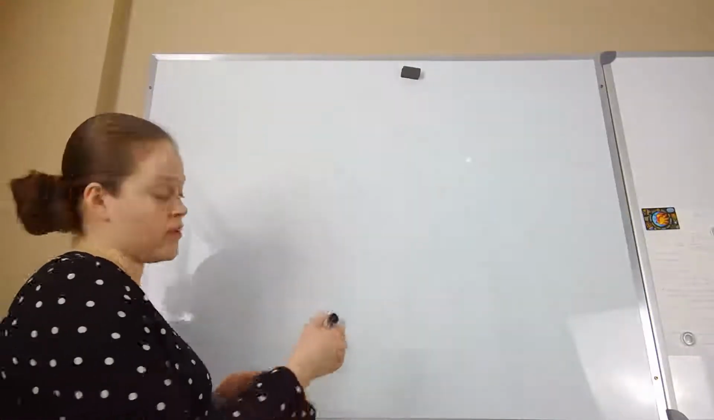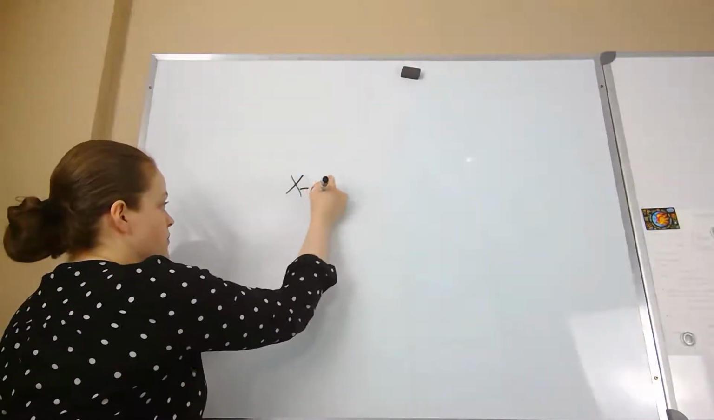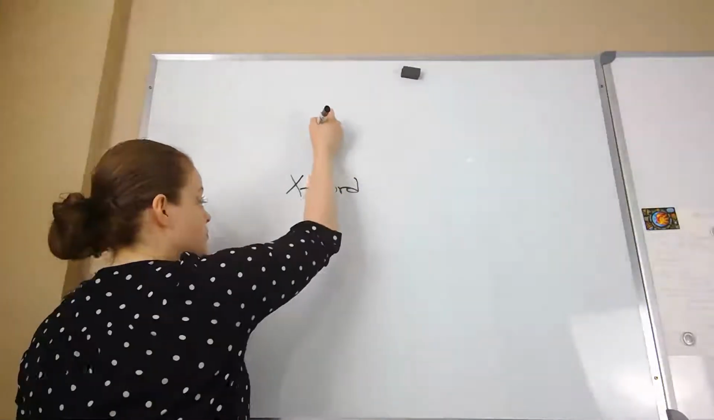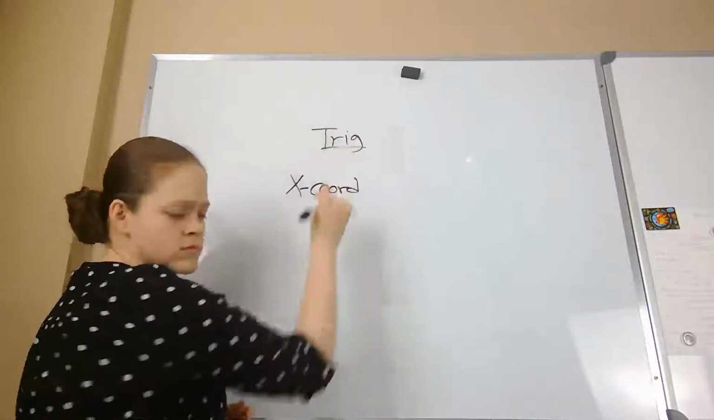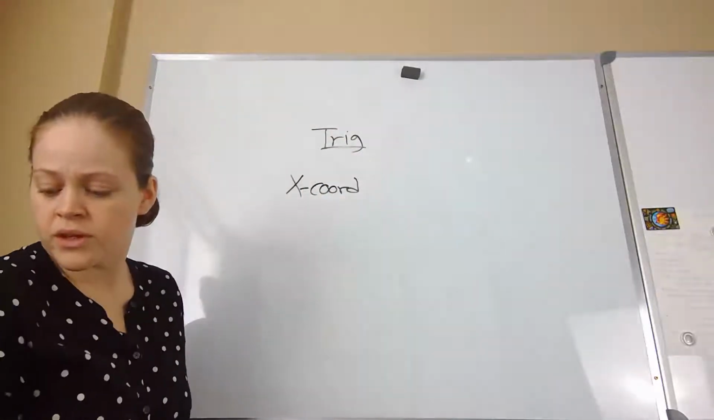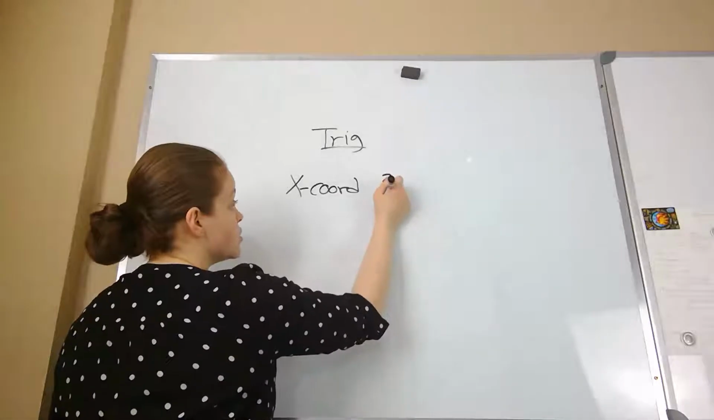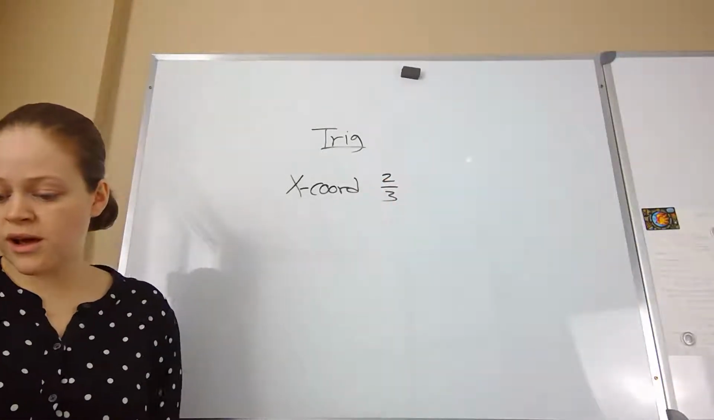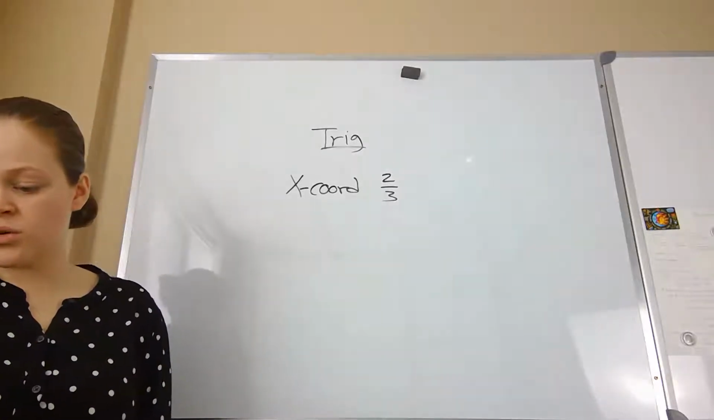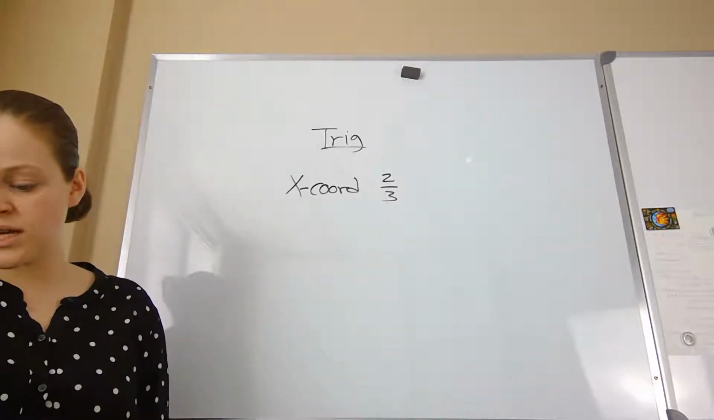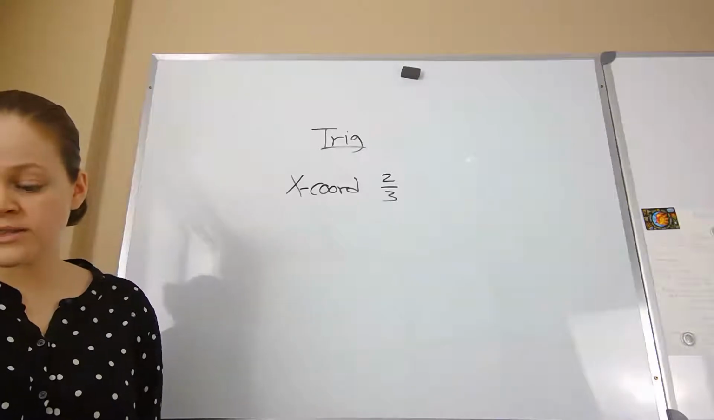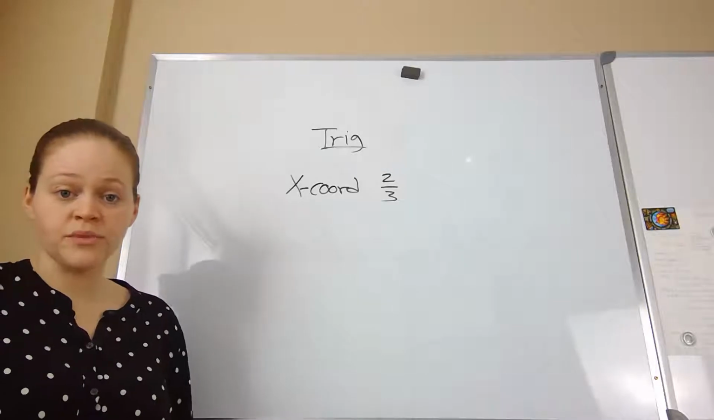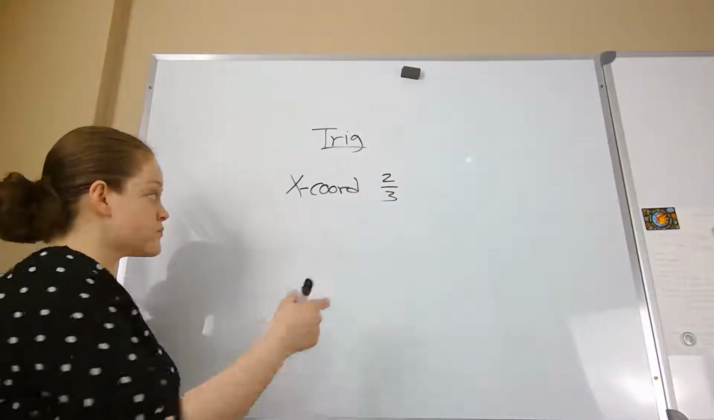So they said if the x-coordinate, so this is from grade 12 math trigonometry. If the x-coordinate is 2 over 3, then they wanted to know what is the y-coordinate. So it says determine the coordinate for all the points on the unit circle that satisfy the conditions, and the x-coordinate is 2 over 3. So basically we just have to find the y-coordinate, right?